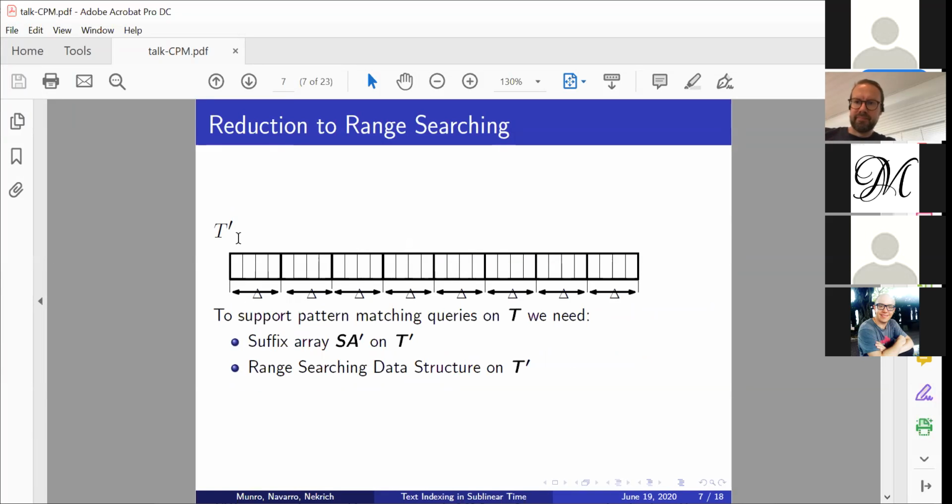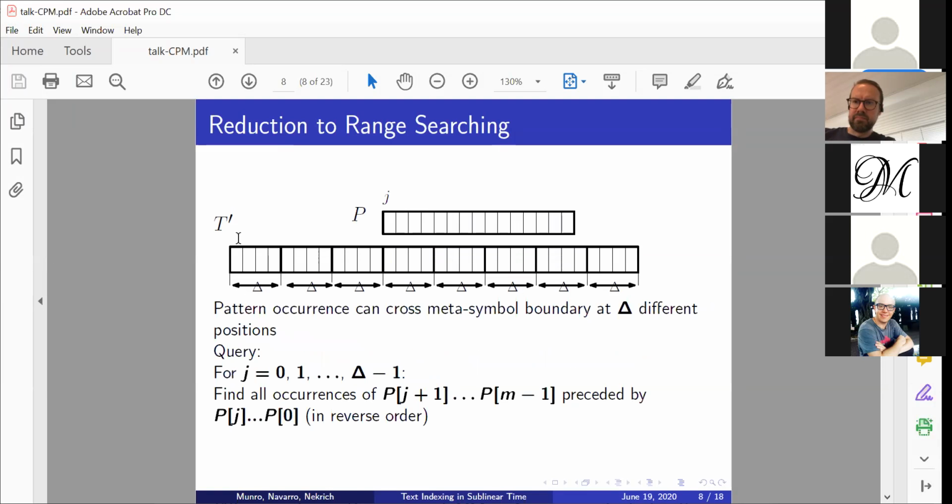So to support pattern matching queries on the initial text T, we essentially need two components. We need the suffix array on T prime, or an indexing data structure on T prime, and we need a range searching data structure on two-dimensional points that correspond to suffixes of T prime. For example, if we look at the occurrences of some pattern P, then all occurrences can be classified according to the first position where they cross the meta symbol boundary.